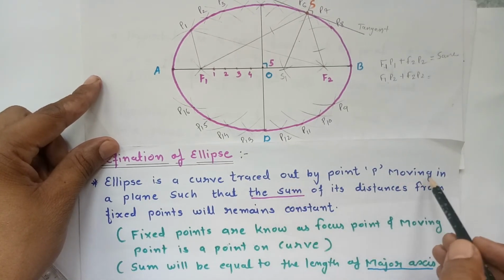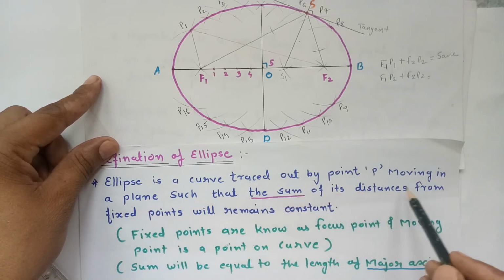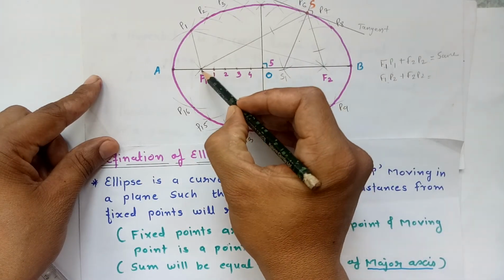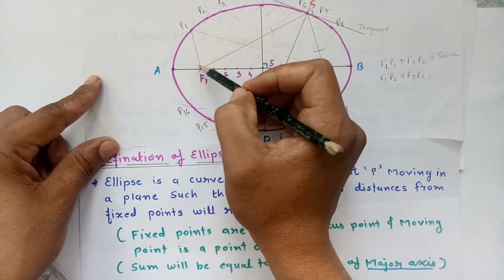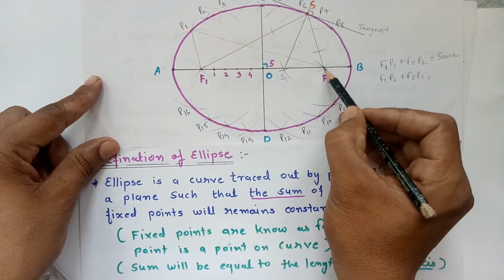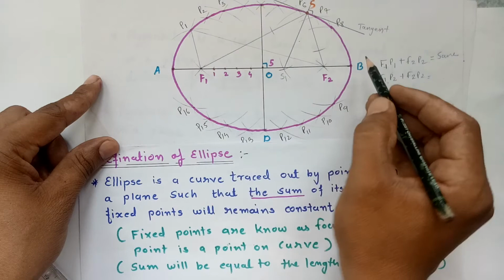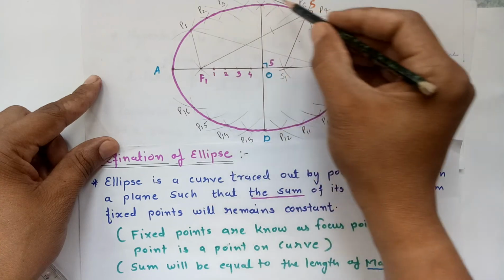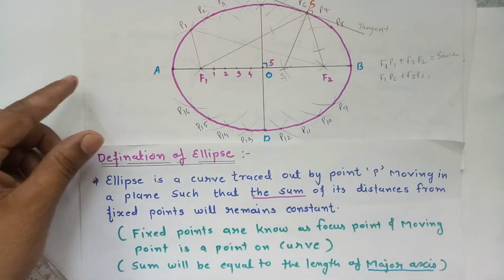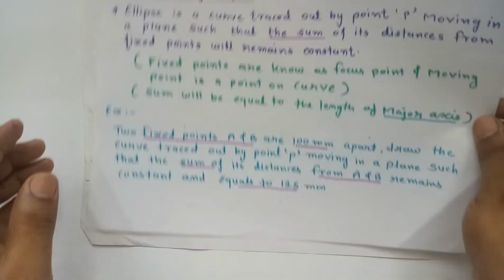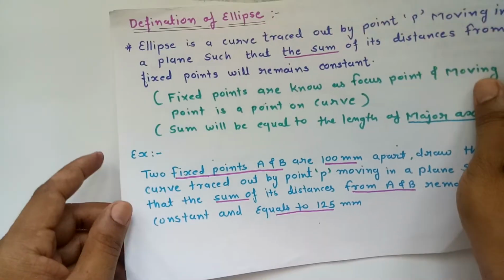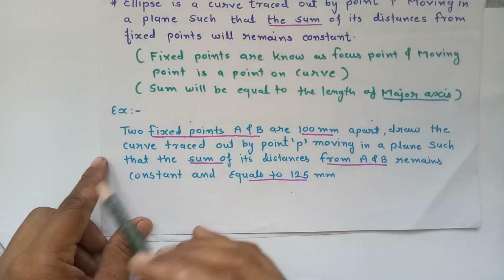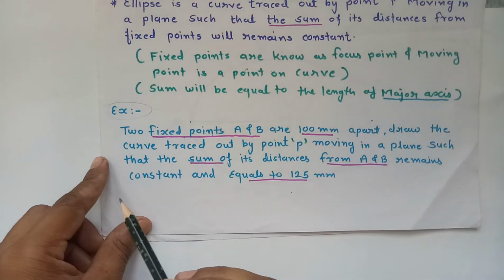So ellipse is a curve traced out by point P moving in a plane such that the sum of its distances from the fixed points will remain constant. Summation means we have to measure the distance of the moving point from fixed point F1 and fixed point F2, and take the summation of these two distances, and this summation will remain constant for each and every point on the ellipse. So by using this definition, let us explain this question, which is one example to draw an ellipse.